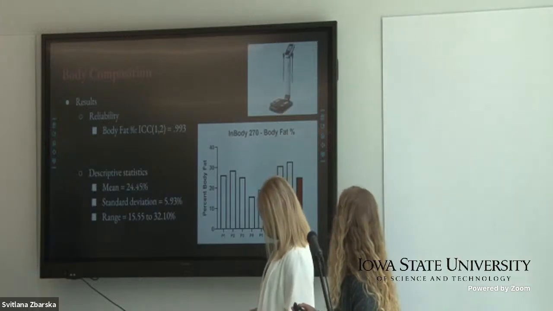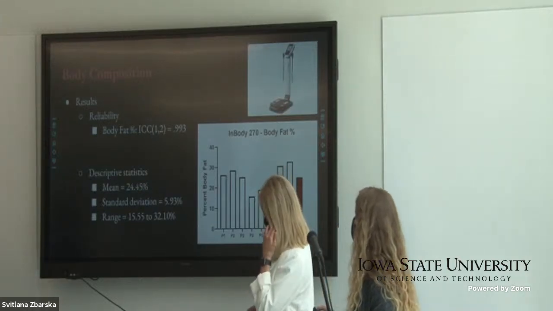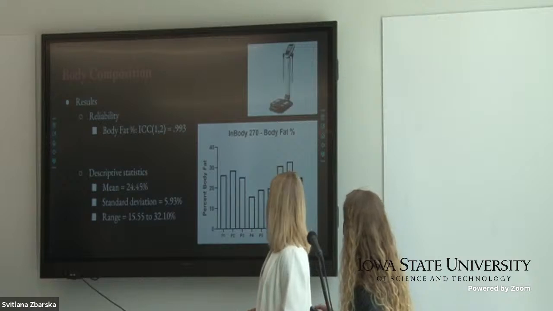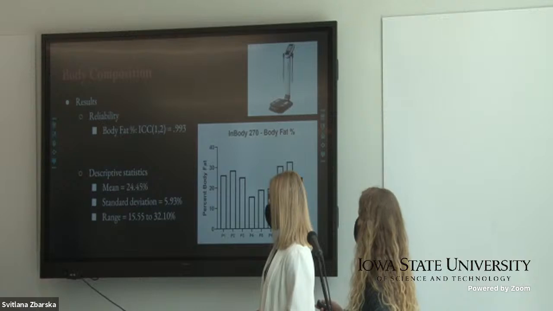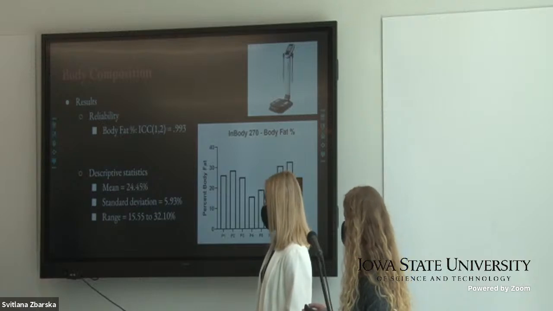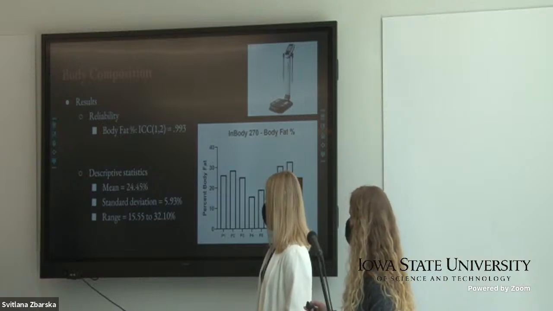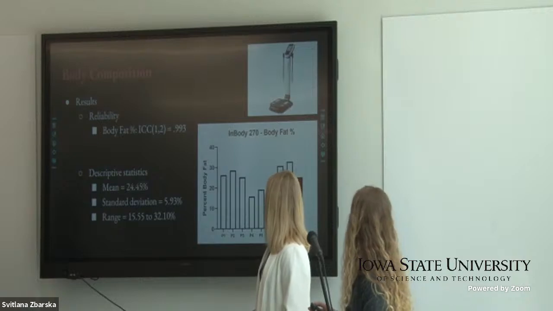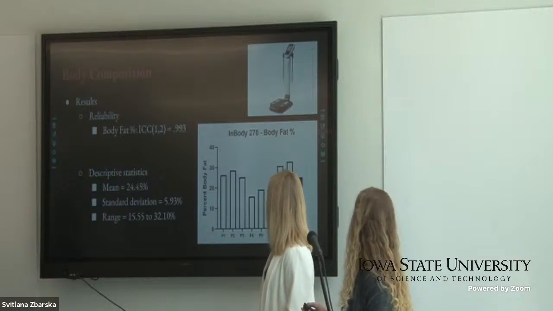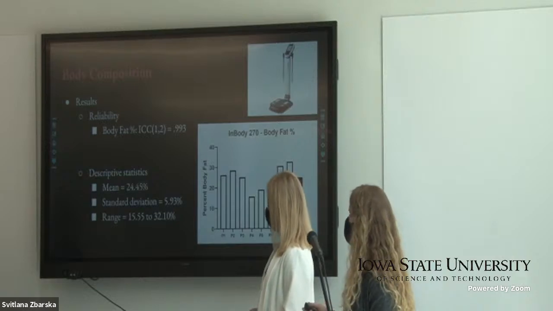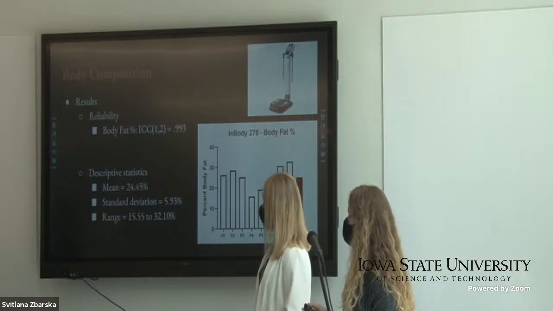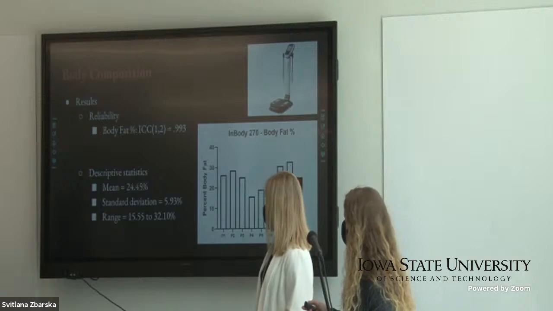And the reliability was very high. It also took the weight of the child, which was 100% accurate. And the taller bars of the graph reflect higher body fat percentages. And our mean for our children was 24.45%. And over 20% in kids is generally considered high.